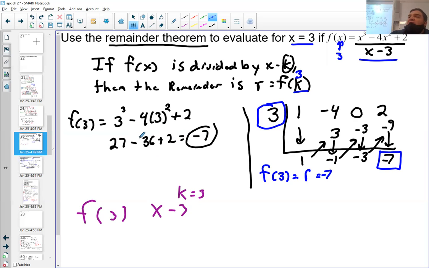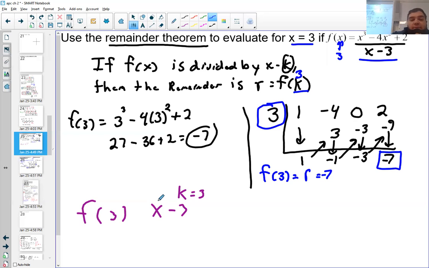Now, plugging in is sometimes easier. Sometimes synthetic division is easier if you have really huge numbers or high powers. So it depends on which one you do. On the test, I will say, hey, figure this out using synthetic division. You could check your work by plugging in the number and see if they match, but you will need to know how to do it with synthetic division.